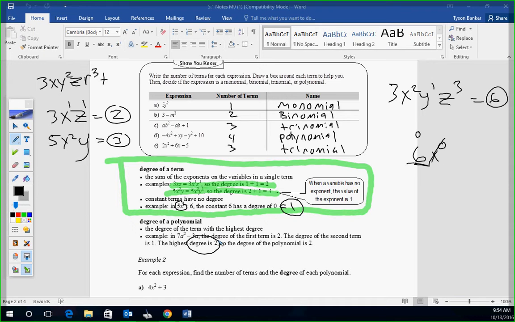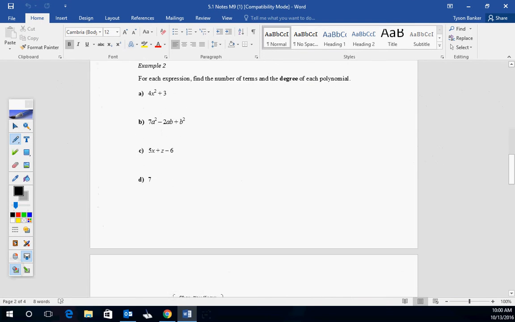The reason being is, what grows faster, an x cubed or an x squared? A cube does, right? It goes really fast. What goes faster, an x to the 5th or an x cubed? An x to the 5th. So the biggest exponent trumps the rest because it grows so much faster. So we call that the degree, okay? So let's look at these, and we'll figure out these examples here.